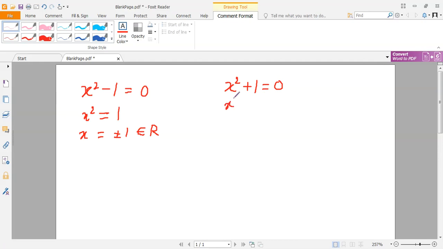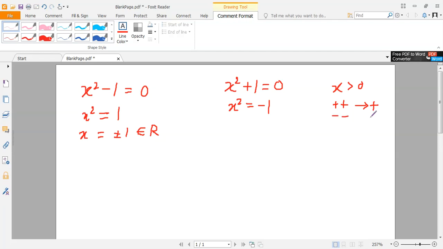If I rewrite that, I can rewrite that as x square is equal to minus 1. Now x square is a square number, so let's say x is positive. If x is positive, then x into x is a positive number multiplied by a positive number, so that gives me a positive number. Plus 2 into plus 2 is plus 4, plus 3 into plus 3 is plus 9, so that's also a positive number.